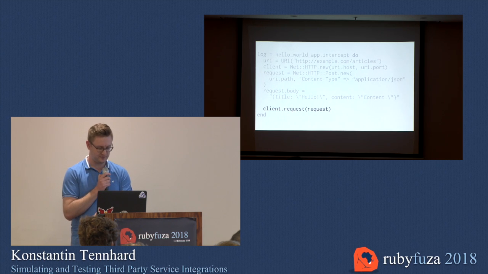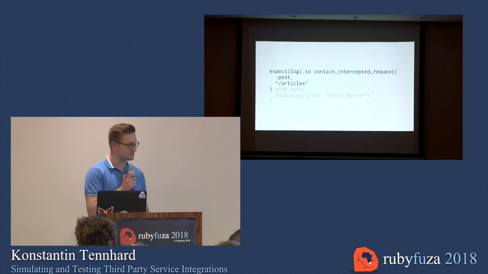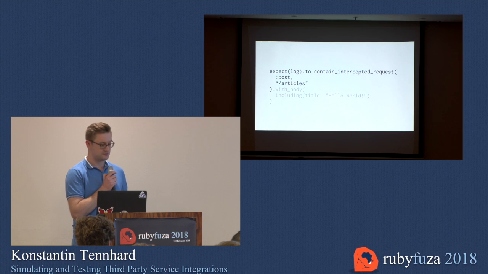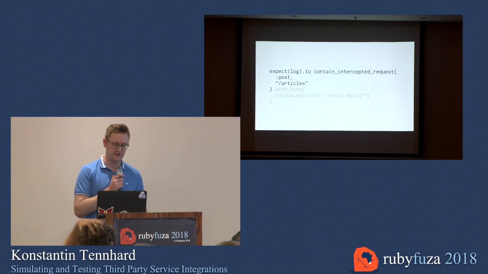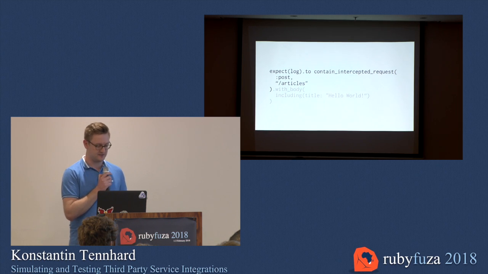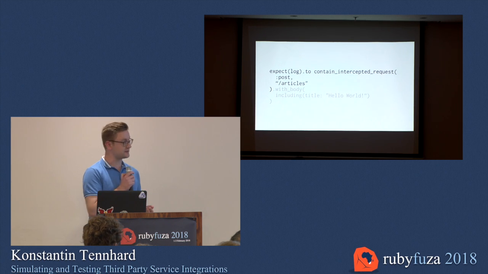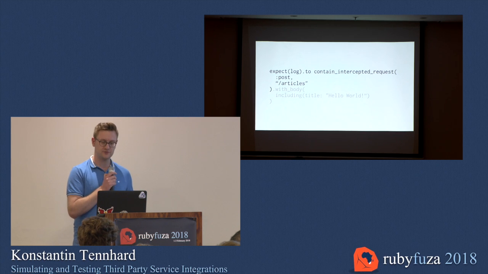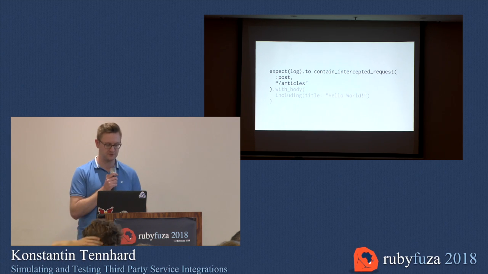Now, if in my tests I'm curious whether this request was executed, I can take the log I captured from the interceptor and say, does it contain the intercepted request? And then I have to specify two mandatory arguments. First, I need to say I'm looking for a post request. This can be post, put, get, delete, and which path I'm expecting the interceptor to hit.